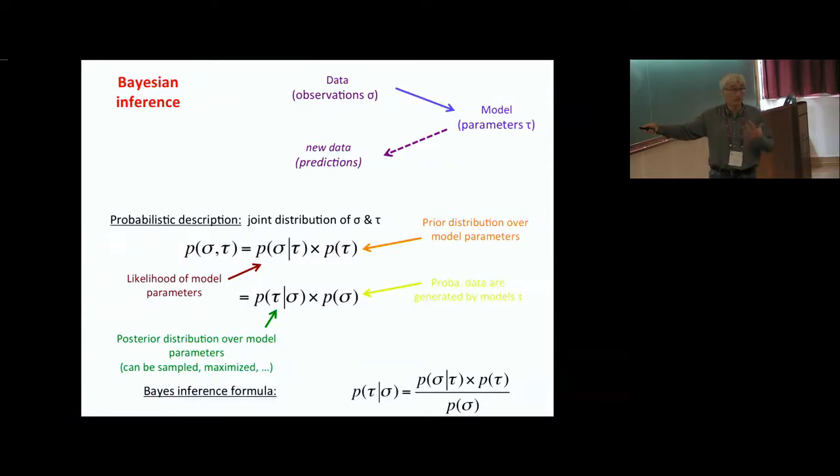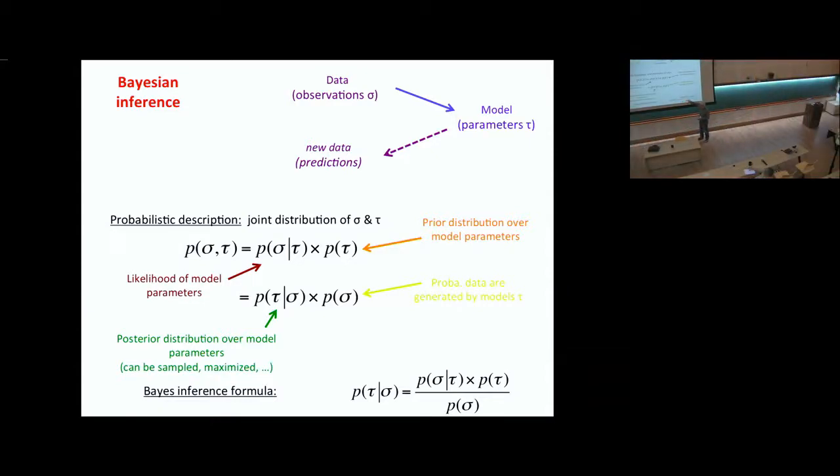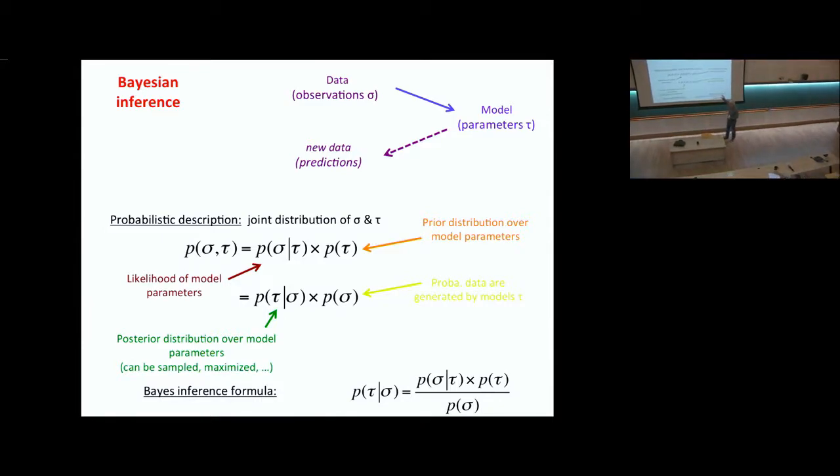So for instance, if you want to find the best value of the model parameters, you have to maximize the numerator, because the denominator does not depend on tau. The denominator depends only on the observation. So if you want to find the best tau, you don't care about that. You just maximize the numerator.